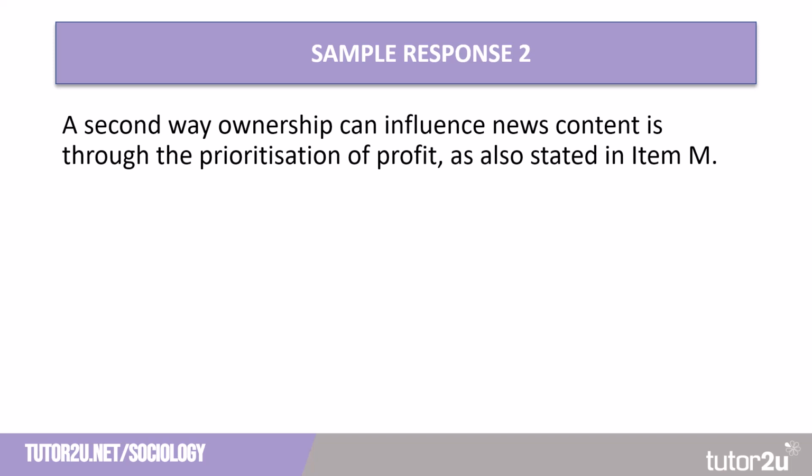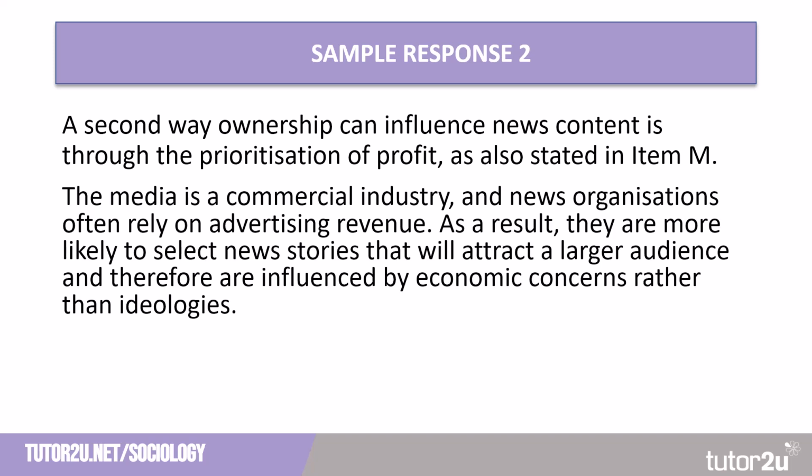Our second response is looking at how we can prioritise profit, which is also stated in item M. And we say a second way ownership can influence news content is through the prioritisation of profit, as also stated in item M. We need to now develop this and talk about how owners look to prioritise profit and how this is linked to the news. The media is a commercial industry, and news organisations often rely on advertising revenue. As a result, they are more likely to select news stories that will attract a larger audience and therefore are influenced by economic concerns rather than ideologies.